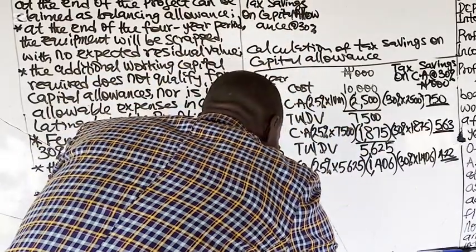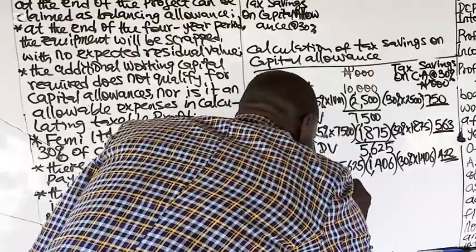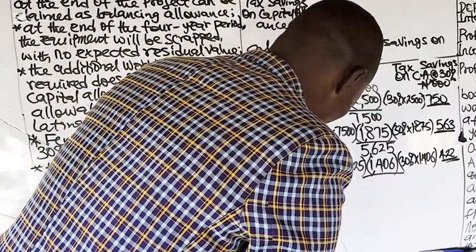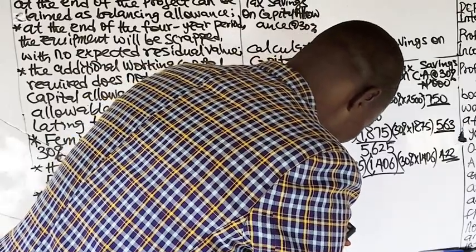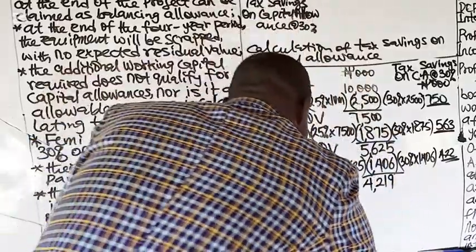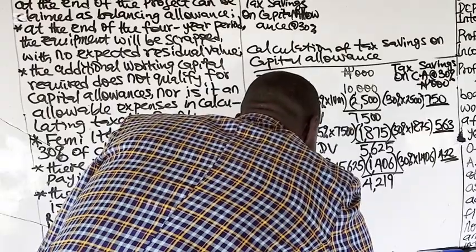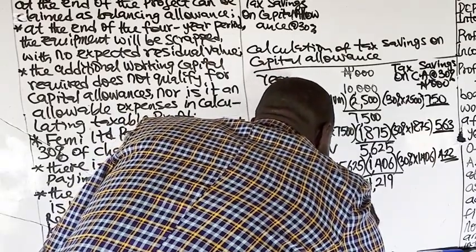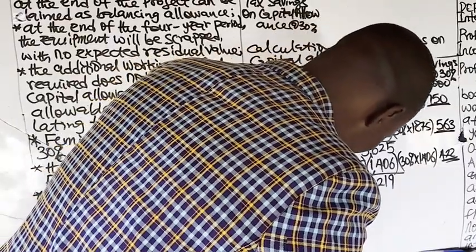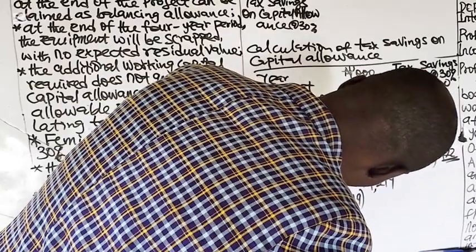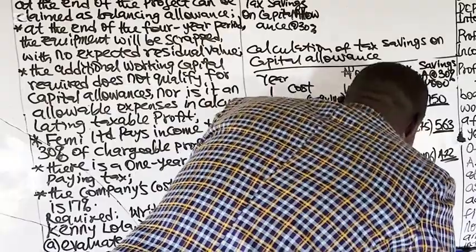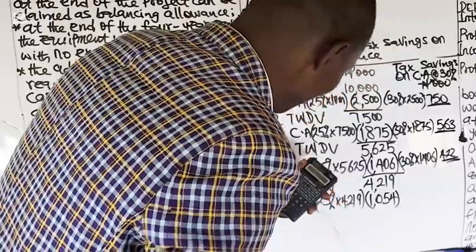So you have year 4, tax written down value. The tax written down value: 5,625 minus 1,406. Then we have 4,219 as the tax written down value. So capital allowance for year 4 will be 25% of 4,219. The 25% of that gives us 1,054, approximately.